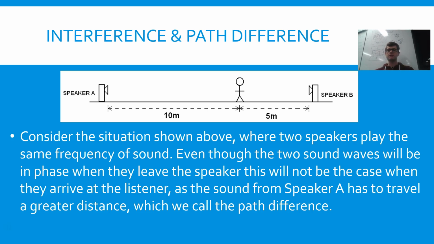And what's going to happen is the two speakers will play the same frequency of sound. Now, when that sound leaves the speakers, the sound will be in phase. But when the two sound waves meet at the person's ear, they will no longer be in phase because the sound from speaker A has to travel an extra distance compared to the sound from speaker B. Now we call that extra difference the path difference, or delta S for short.